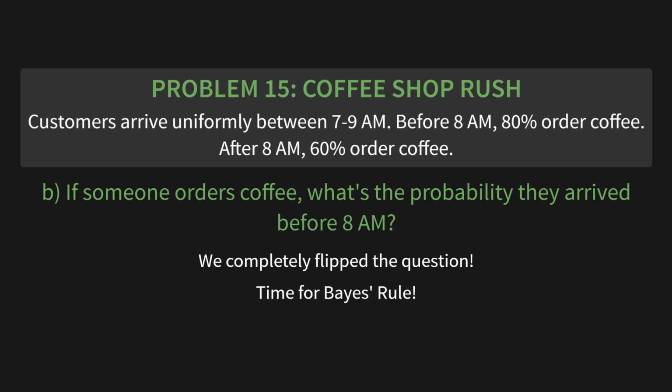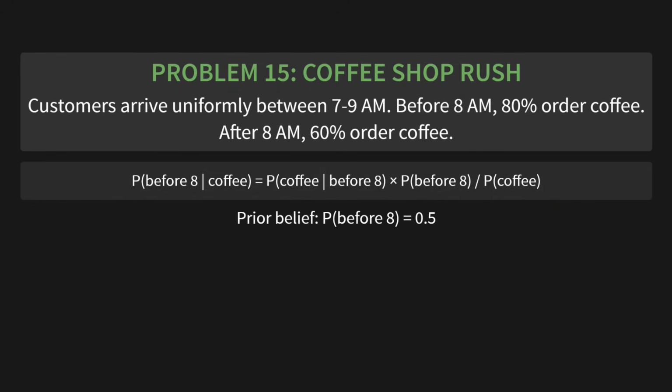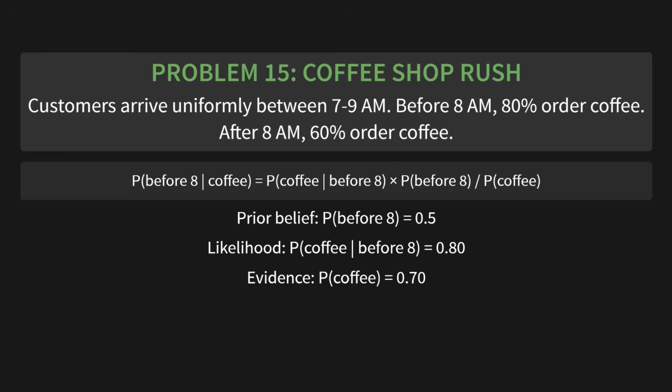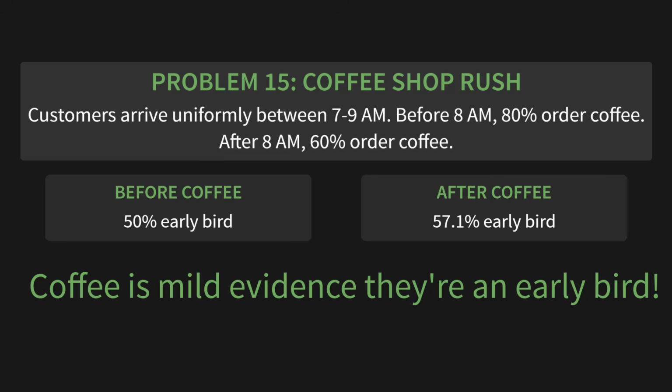Think about it. Before we see any order, there's a 50-50 chance someone arrived early. But coffee is more popular with early birds, 80% versus 60%. When we crunch the numbers with Bayes' rule, that coffee order bumps the probability up to 57%. The coffee order is evidence. Not super strong evidence, but evidence, nonetheless, that they're an early customer.